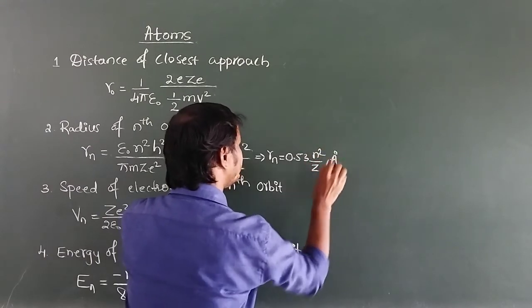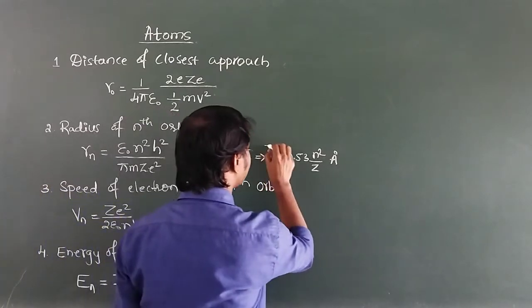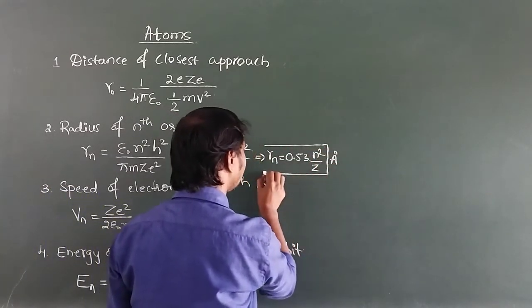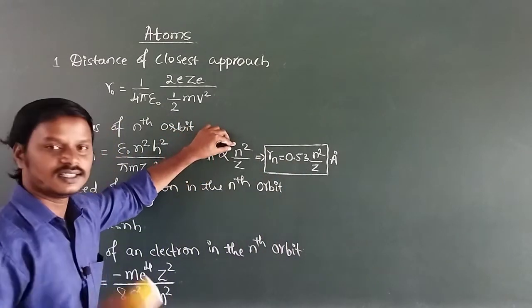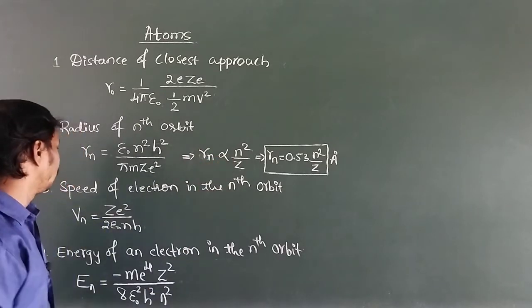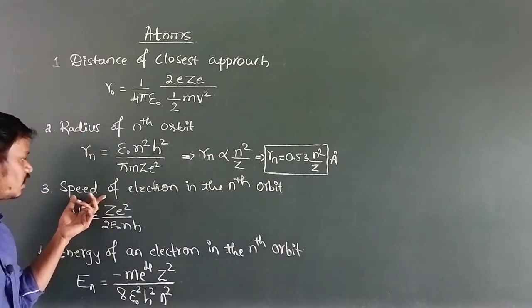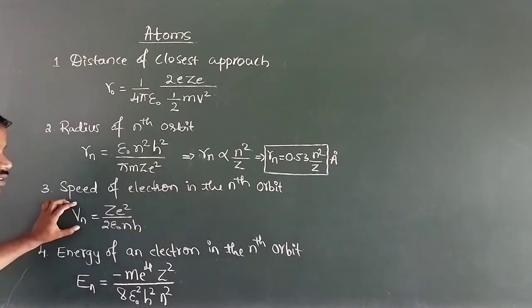So here the radius of the nth orbit is measured in angstrom. 1 angstrom is 10 to the power of minus 10 meter. So remember this formula. And what is n? n is the principal quantum number, and what is Z? Z is the atomic number. Now let us move to the next formula, that is the speed of the electron in the nth orbit.